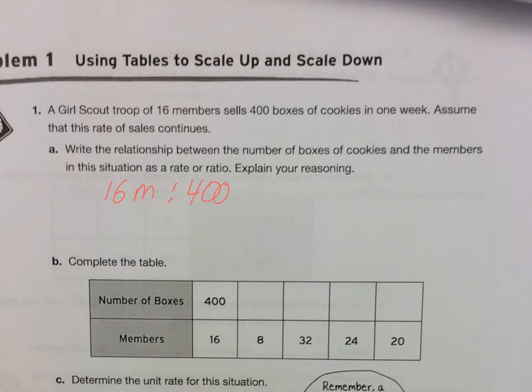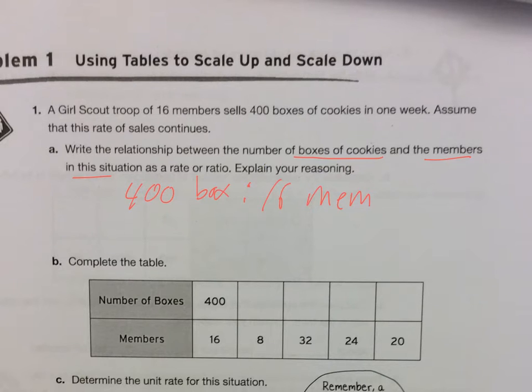to 400 boxes. I think I'd prefer actually to write it the other way. It says the number of boxes of cookies and the members in this situation. 400 boxes, let's just use a colon here, to 16 members. And this is just because if I got a unit rate, I could say how many boxes per person, per member, and I think that just sounds better, like boxes per member, if I went through and did the unit rate.